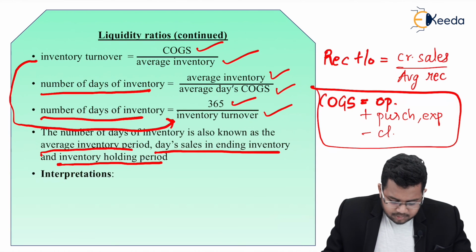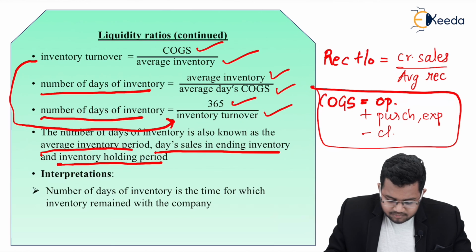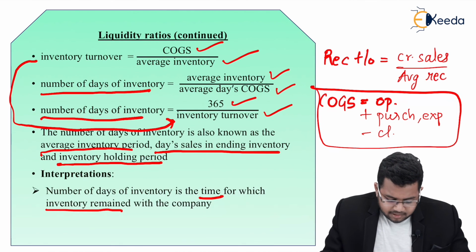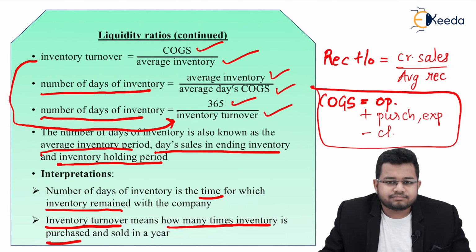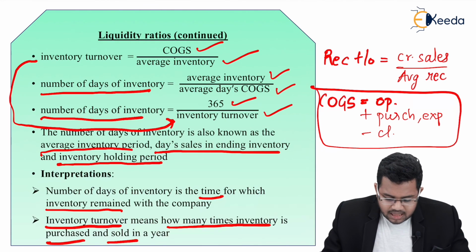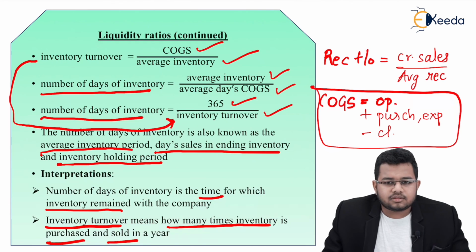Interpretation: number of days of inventory is the time for which inventory remained with the company, and inventory turnover means how many times inventory is purchased and sold in a year. So these interpretations you should know. Of course, formula you need to know, but remembering only the formulas won't help you. Remembering formulas will fetch you the right numbers, but interpretation would matter the most for your exam.